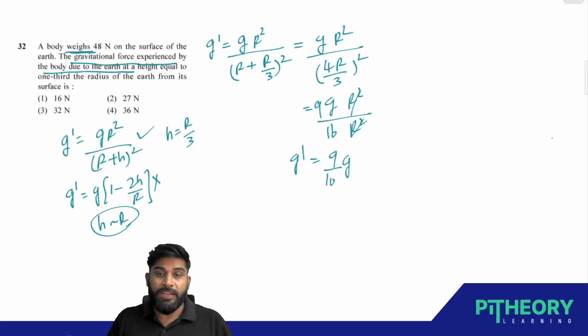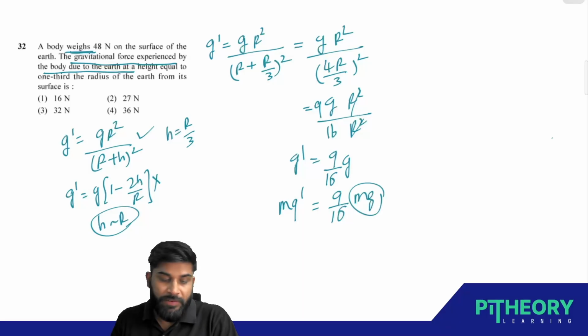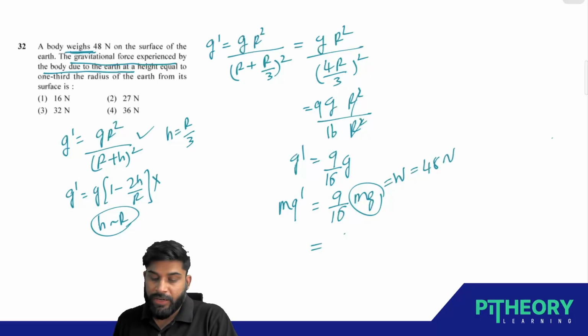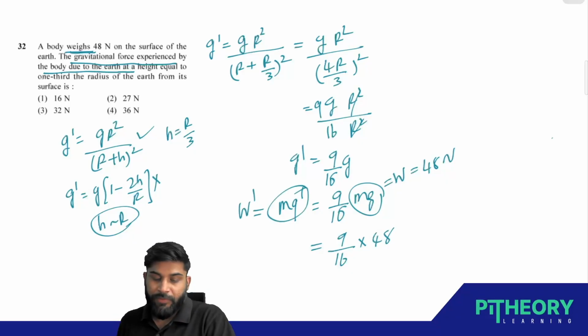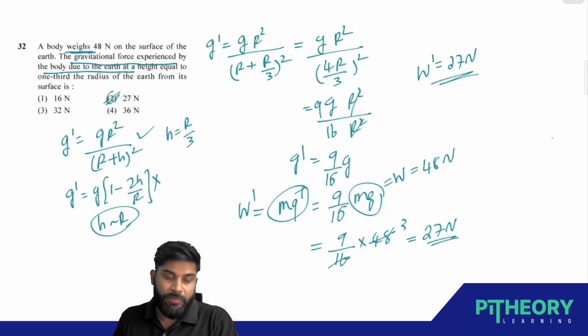So if I multiply on both the sides with the mass, you get mg dash equal to 9 by 16 mg. Mg is given as 48, which is nothing but the weight of the body, 48 Newton. So you can write 9 by 16 into 48. This mg dash is the weight required for the body. 16 will go 3 times in 48, and 9 threes are 27 Newton will be the answer. So the weight of the body at a height equal to one third the radius is 27 Newton. So option number 2 will be the answer for this.